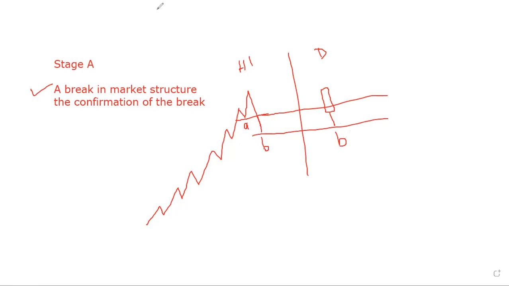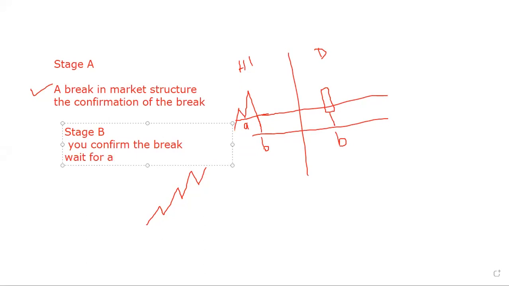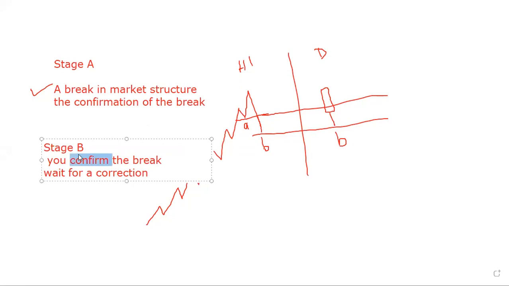Now, in stage B, to confirm the break, and after confirming the break, the next thing you want to do is what? You wait for a correction. Now, waiting for a correction, stage B, waiting for a correction.